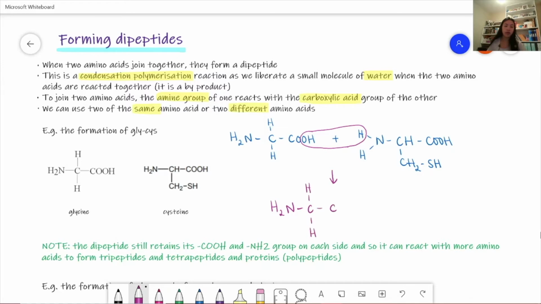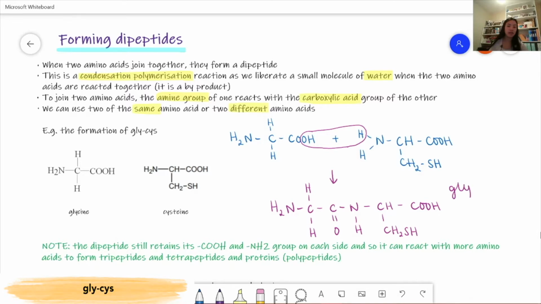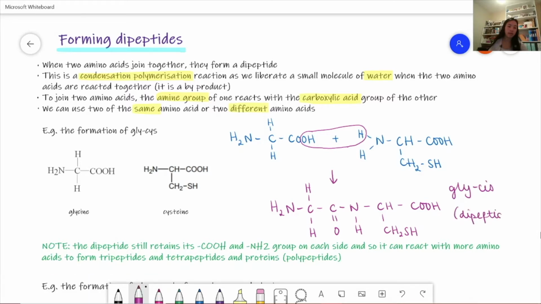Then we've got carbon, double bond, oxygen, and then we have a nitrogen bonded to a hydrogen, and then we have the CH, CH2SH, and then the carboxylic acid group on the other end. And so this is our glycyl-cysteine dipeptide, because we've reacted two amino acids together.